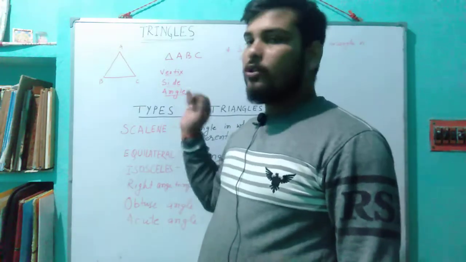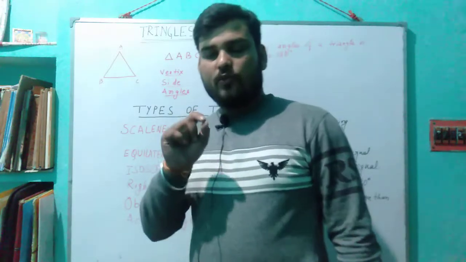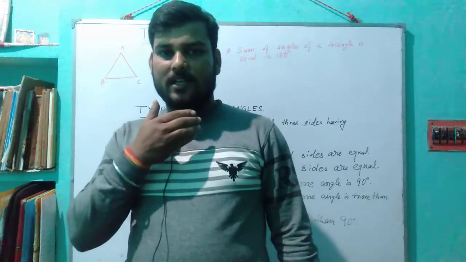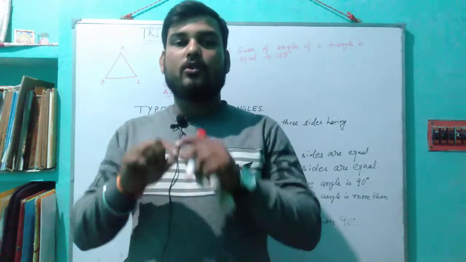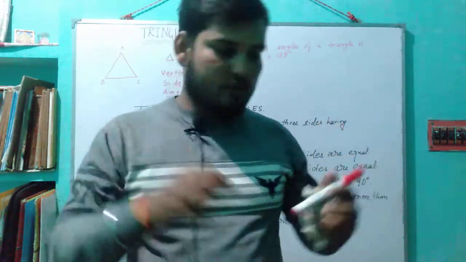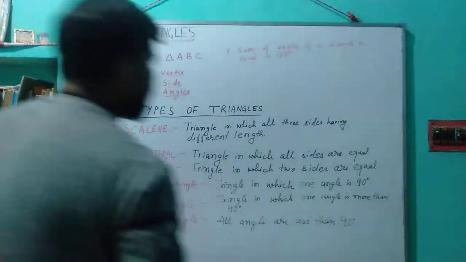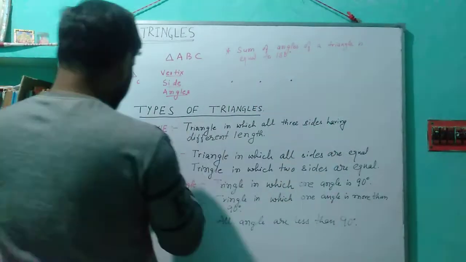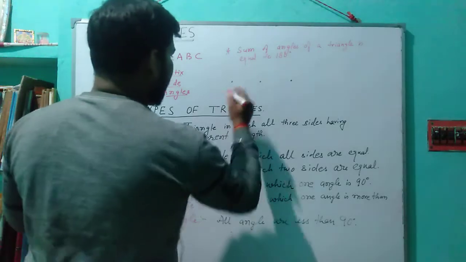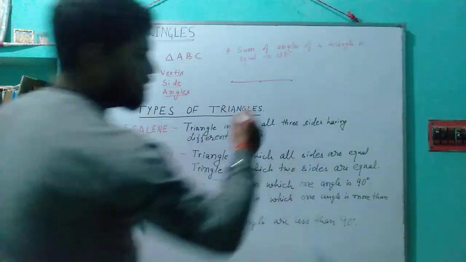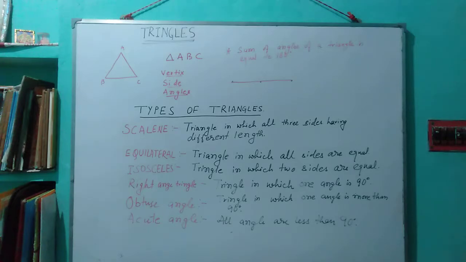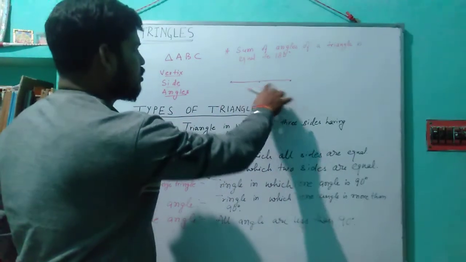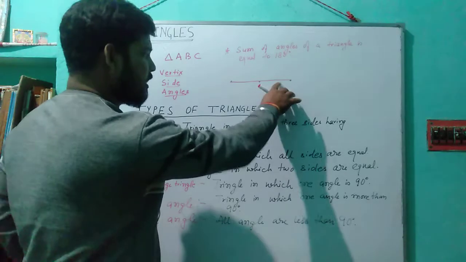Right? So what are non-collinear points? First you should know what are collinear points. Collinear points are the points which are on a straight line. Like I am showing you, here, as you can see, I am making 3 points. So it can make a straight line. So these are collinear points, right?